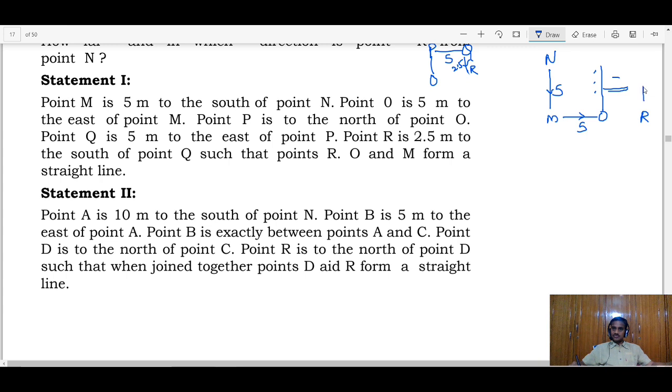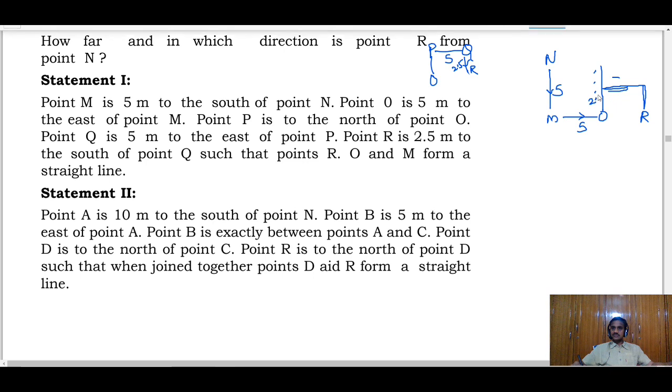R is here, and to make it come 2.5 meters after turning, it must also be 2.5 meters here. Now the distance between O and P is 2.5. From here, the distance between P and Q is 5 meters. Okay? Now fine. Now tell me what is the answer here? Are you getting the answer or not? R is here.